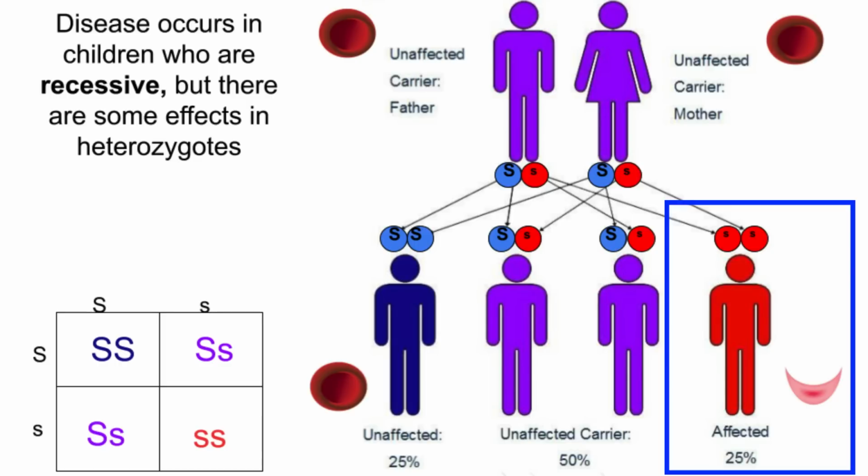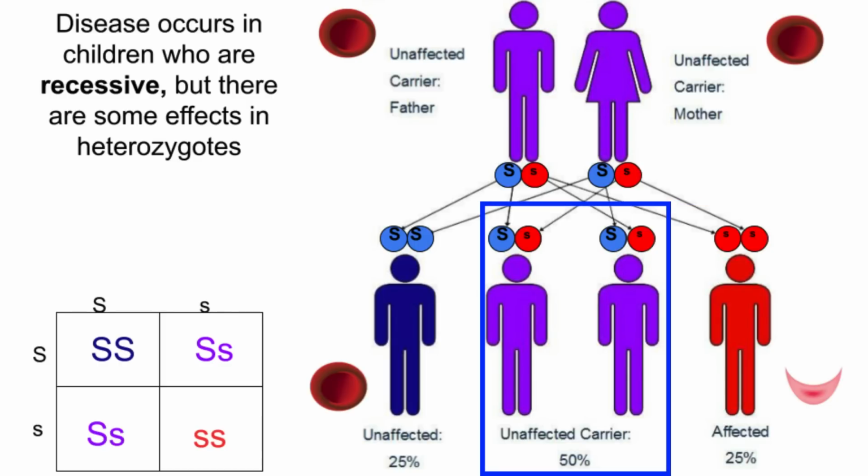It occurs only in children who are recessive for the allele, but heterozygotes can experience a small amount of sickling, not enough to generate pain crises and tissue damage under most circumstances.